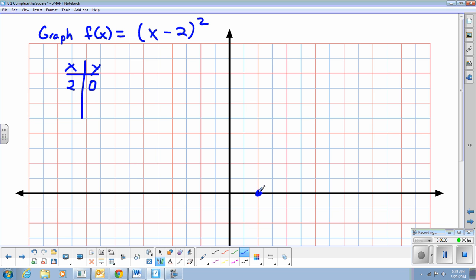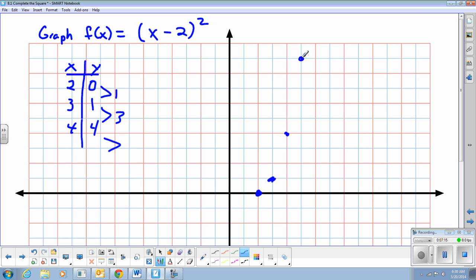How do we know that? Well, let's keep going with the table and watch what happens. If I go 1 to the right, let's put in 3. 3 minus 2 is 1, 1 squared is 1. So I will plot the point 3, 1. If I put in 4, 4 minus 2 is 2 squared. That's 4. And notice, here's my pattern: 1, 3. So I'm going to go over 1 and up 3. And now the next pattern is going to be over 1 and up how many? 5. So I'm going to go up here and put another dot here.